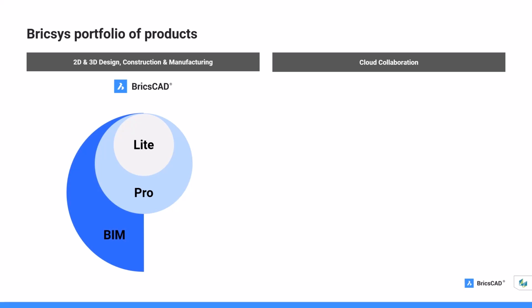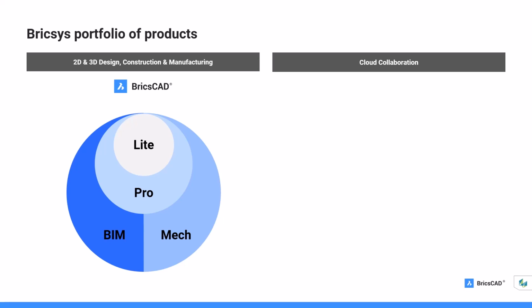It has a proven track record in the building design and construction, civil as well as manufacturing industries. BricsCAD BIM is the intelligent building modeling solution that is based on the BricsCAD platform. It is fundamentally different from other BIM systems and is most commonly adopted by small to medium architecture and engineering firms moving from a 2D to a 3D work process.